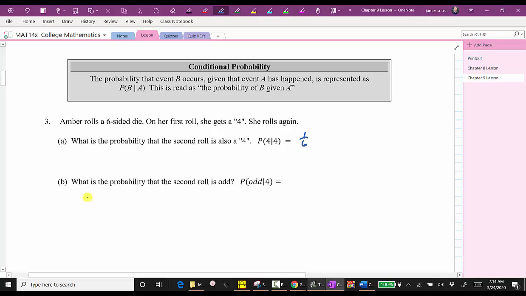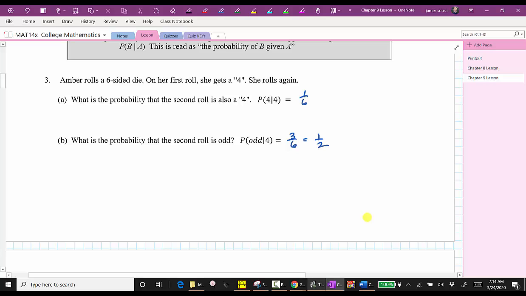For letter B, what is the probability that the second roll is an odd, again given the first roll was a 4? And once again, given the first roll is a 4 does not affect the outcome or probability of rolling an odd on the second roll. The odd numbers from 1 through 6 are 1, 3, and 5. There are 3 favorable outcomes out of a total of 6, giving us a probability of 3/6, which simplifies to 1/2.